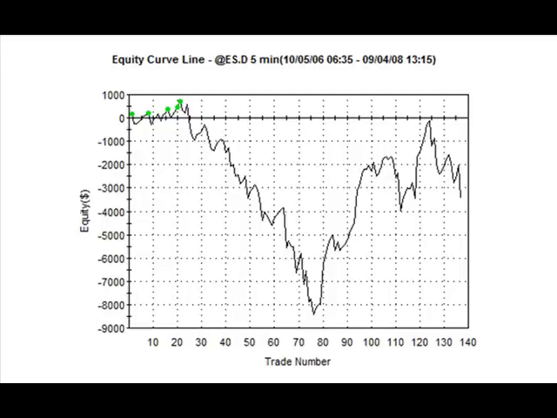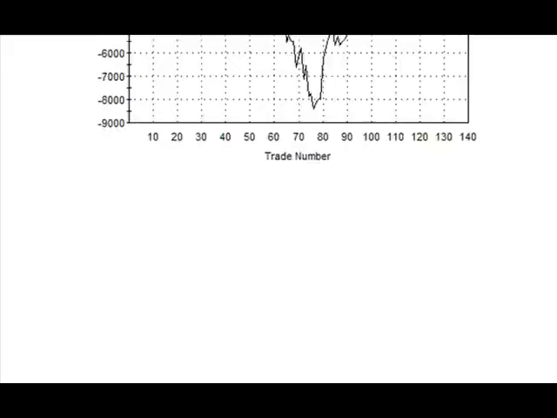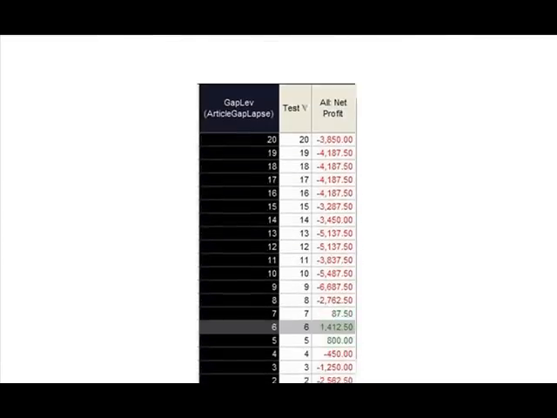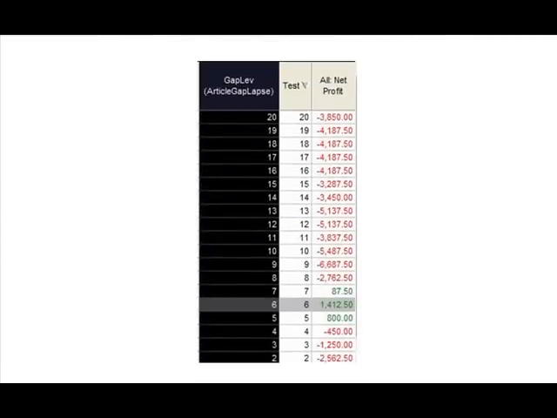What if we were to parse out the gaps according to certain magnitudes of large and small gaps? Let's see what would happen if we did that. As you can see from the optimization grid from TradeStation, the test for only trading smaller gaps did not pan out. Some were profitable and some were not. 3 out of 19 tests were profitable.